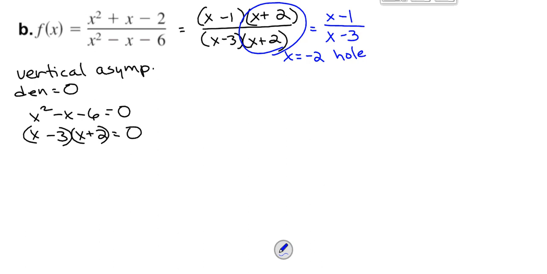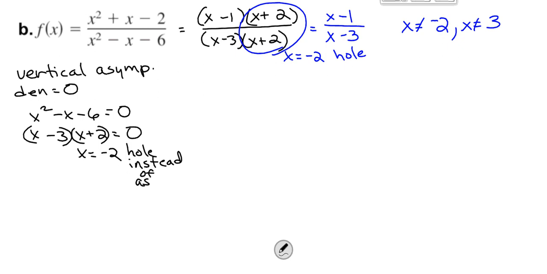And so that's something that we want to be careful of. We still have that x cannot equal -2 and x cannot equal +3. Those are still undefined values, but in this case, at x equals -2, there's going to be a hole instead of an asymptote.